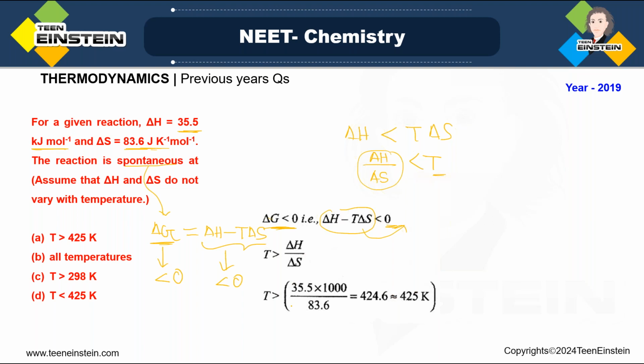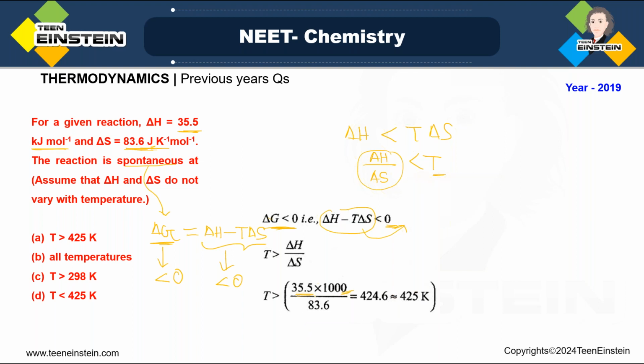And this you can easily calculate because these two values are given. So del H value is 35.5, but that is multiplied by 1000. Why is that multiplied by 1000? Because it is given in kilojoule, so we are just converting it to joule. And then we have the value of del S, which is directly given in joule. So that is why it is 83.6. We have not changed it.